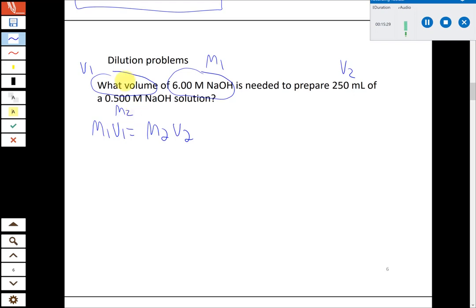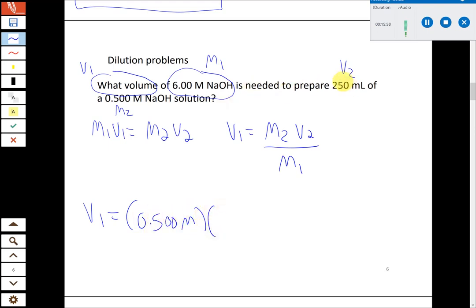All right, so again, to do this type of problem, you can only have one unknown. The rest of these are given to us. So we're solving for V1, the volume of the first solution that we need to do this dilution, which is going to be M2V2 over M1. And so we just have to plug in the information to get this. So the initial volume, V1, what volume of this higher concentration solution we're going to use, is M2V2. So the final molarity is 0.5 molar. The final volume is 250 milliliters.